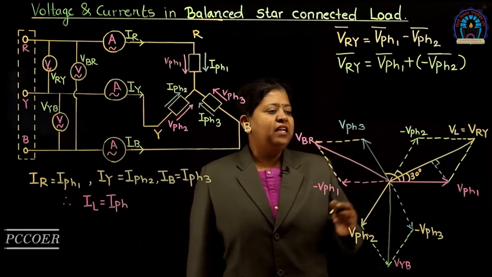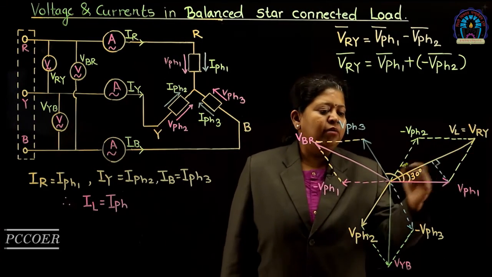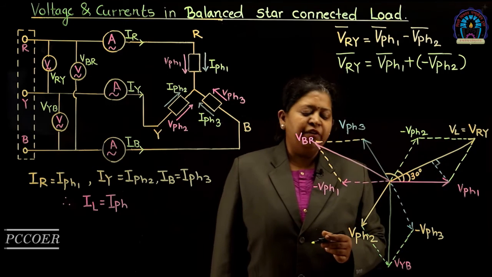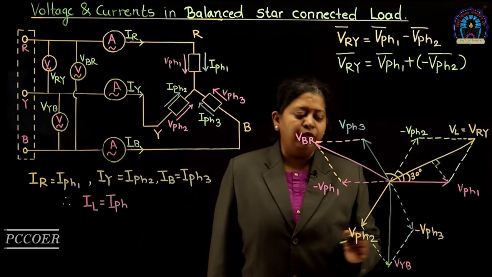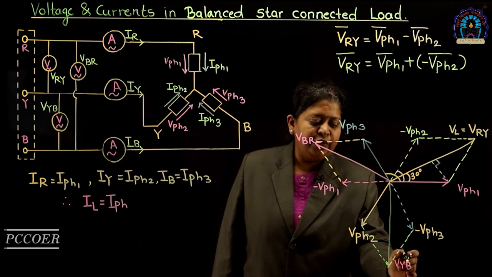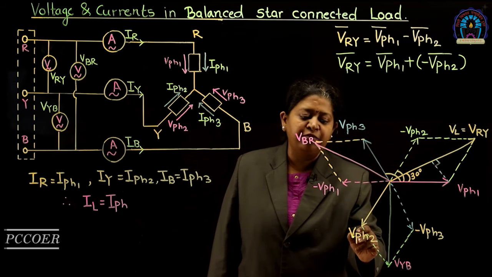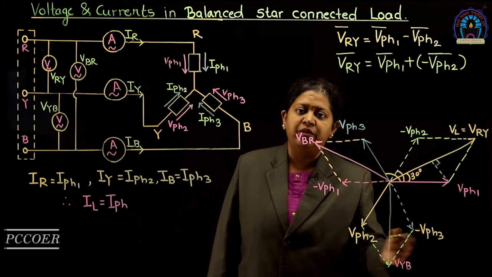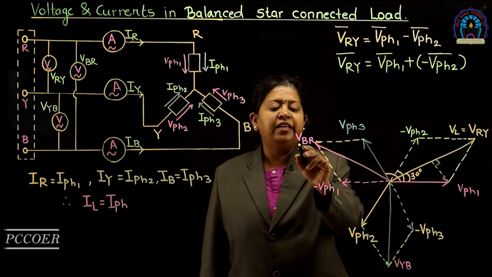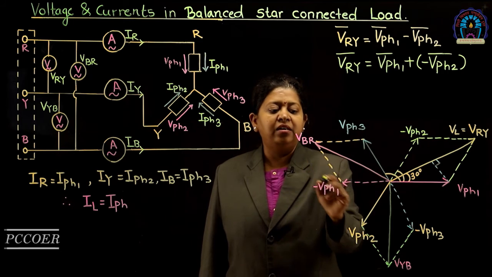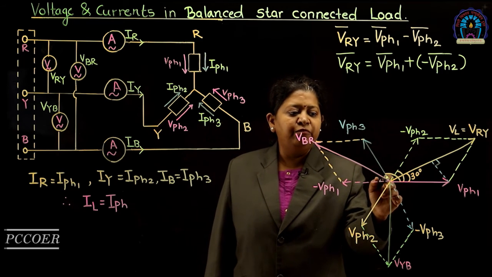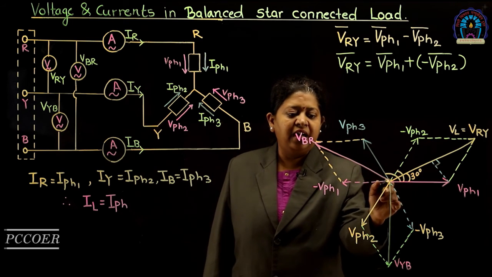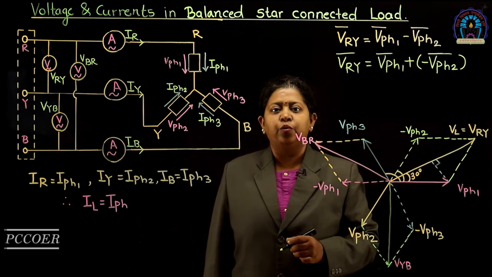As we got the line voltage VRY by drawing a parallelogram, we can also get the second line voltage VYB by drawing a second parallelogram with sides VPH2 and minus VPH3. Also, we get the third line voltage VBR by completing the parallelogram with sides VPH3 and minus VPH1.